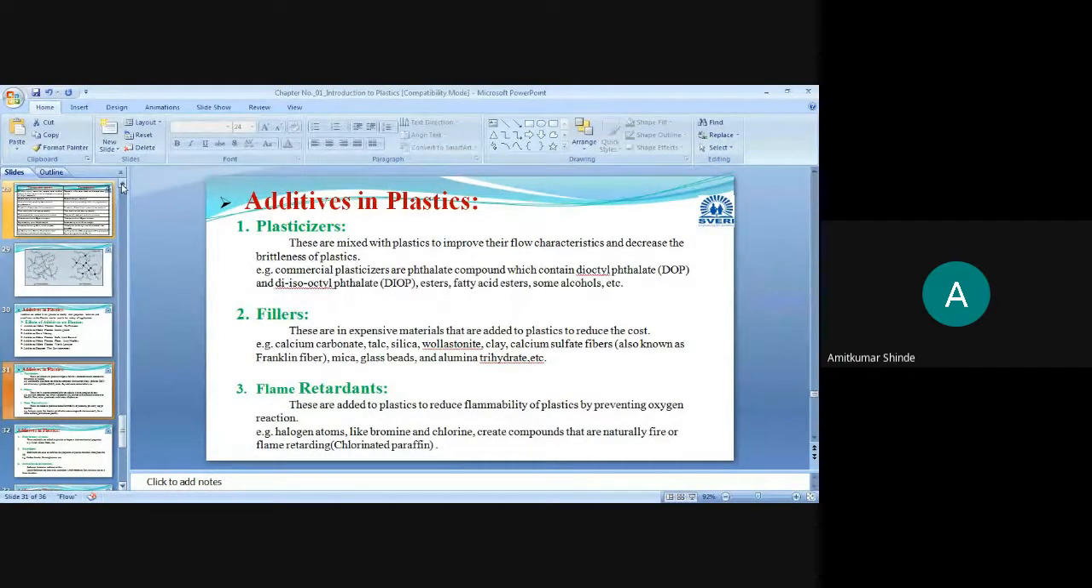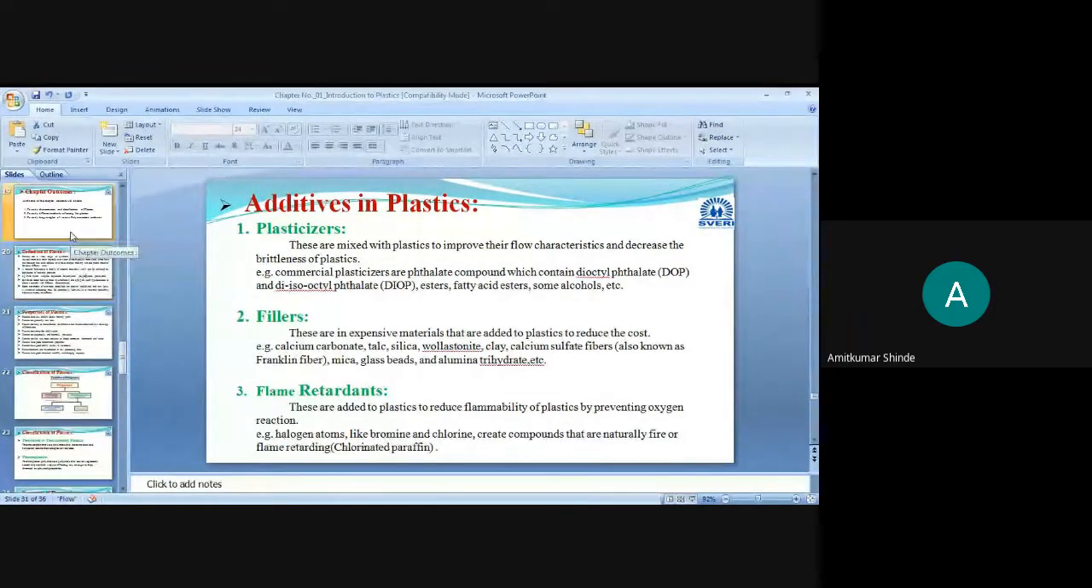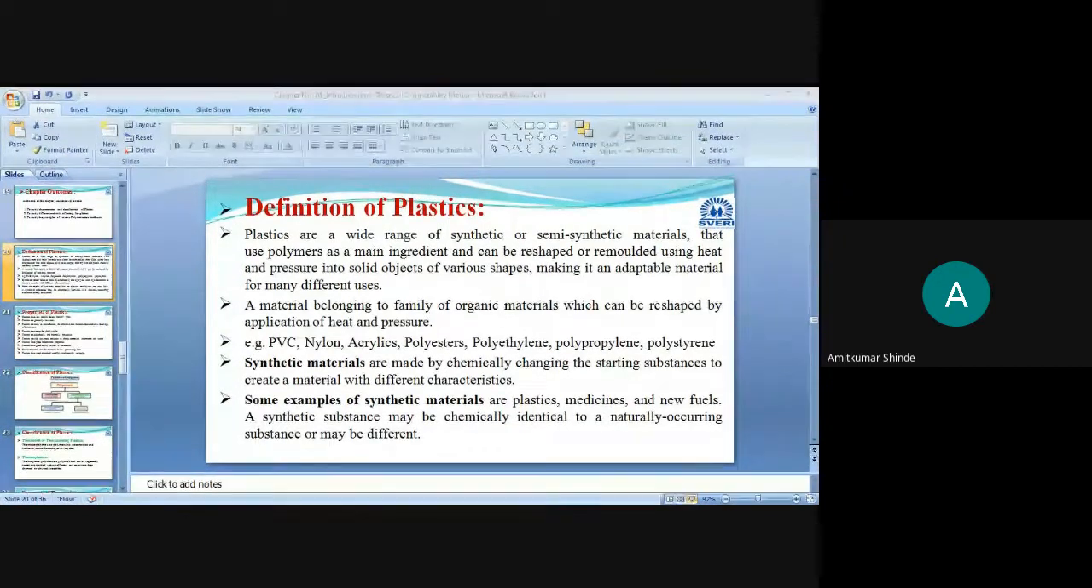Okay, good afternoon all. Initially, I will take the review of last lecture within 1 minute. In last lecture, we started with the introduction of the plastic material, what is the meaning of plastics. Then we discussed properties of the plastic material. Then we saw the classification of the plastic materials into two types, thermosets and thermoplastic materials. And again, thermoplastic materials are classified into semi-crystalline and amorphous materials.